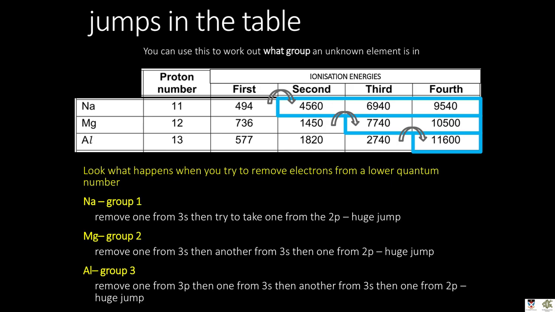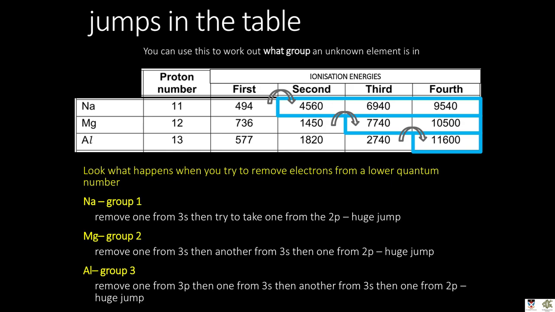And aluminium, the same trend there. So we have smallish jumps as we go from first to second to third, because we're removing the first one from 3p, then the next two from 3s, and then the fourth electron, the fourth ionization energy, we need to remove from energy level 2 again, which will be much closer to the nucleus. Stronger attraction, you need much more energy to remove it.